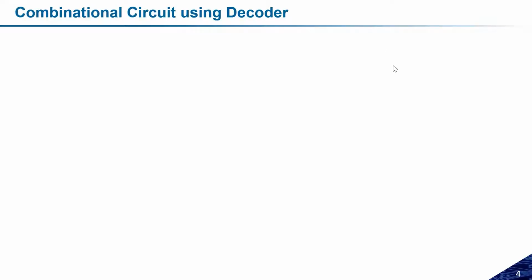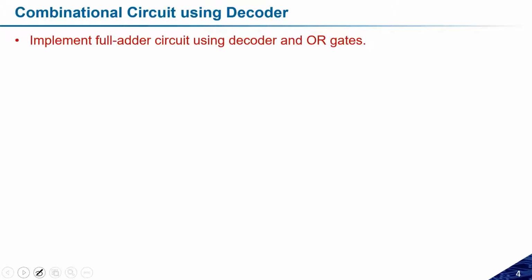As of now, we have discussed decoders, and we developed different kinds of decoders of different orders, with enable and without enable circuit. But the similar decoder circuit can also be utilized to implement different combinational circuits. Any of the combinational circuits which we have already studied can be designed with the help of a decoder circuit. So let us assume the problem is: implement a full adder circuit using a decoder and OR gates. Okay, so this is what the problem is.